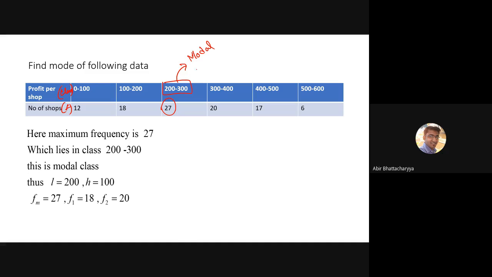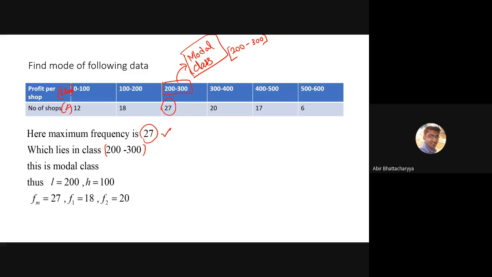This is important for short questions and for MCQ-type questions. Which one is the modal class? The modal class is 200 to 300. It is not the mode, okay? It's the modal class. If you look for the maximum frequency, it's 27, and the class in which it lies is going to be the modal class.